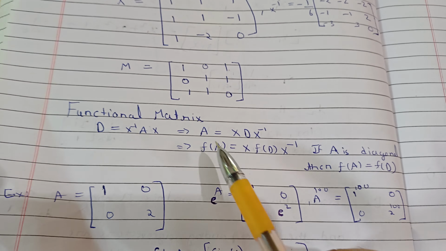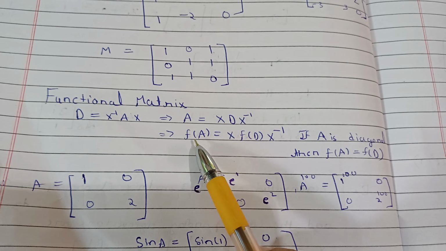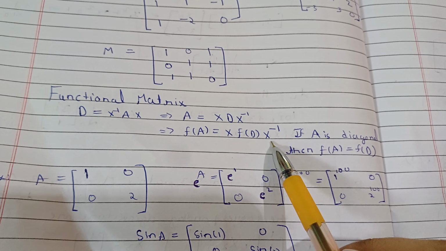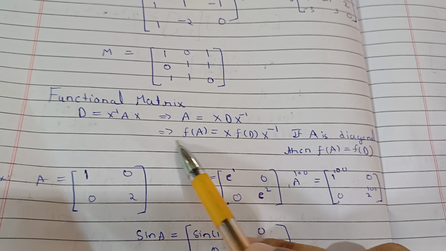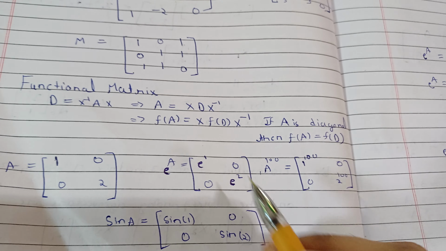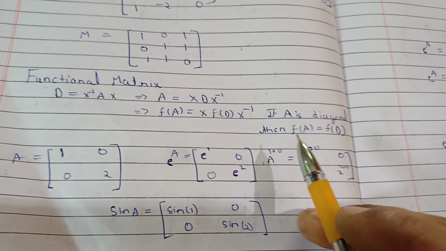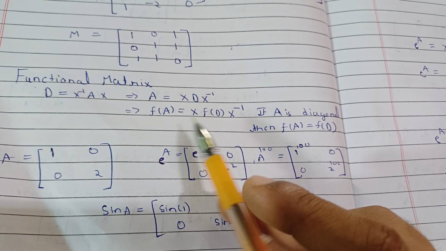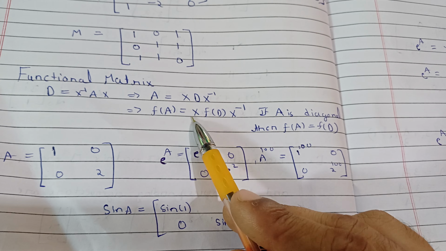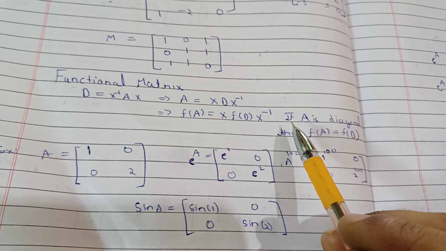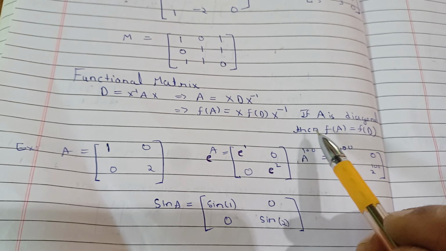Now what will be f(A)? The functional matrix of A will be equal to x f(D) x inverse. Just remember this as it is. I will tell you in the examples what the meaning of this is. You will understand more with these examples. But if A is diagonal, then you don't need to put this x and x inverse. f(A) will be equal to f(D). So just remember these results. Now let me show you what this is all about.